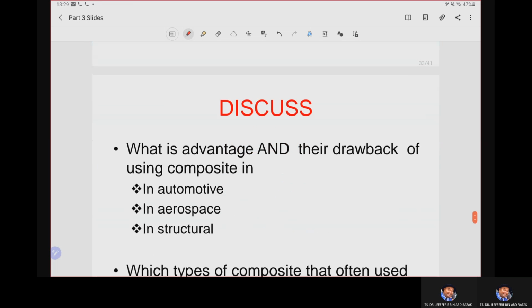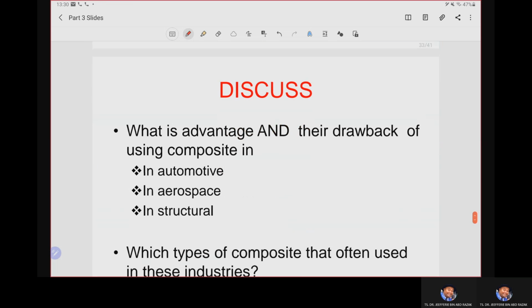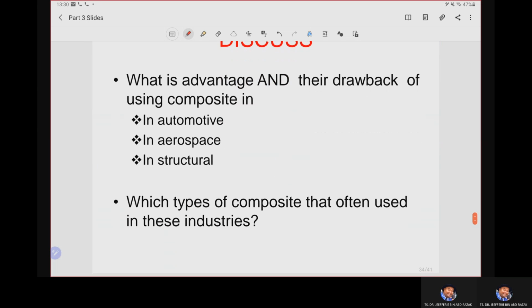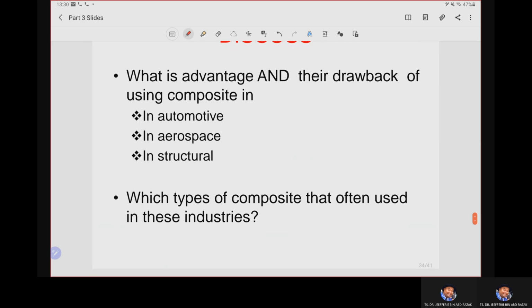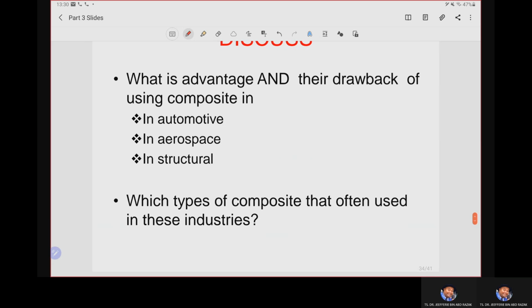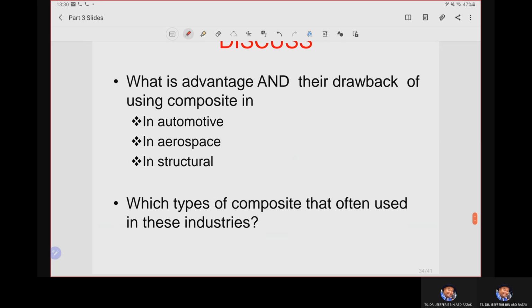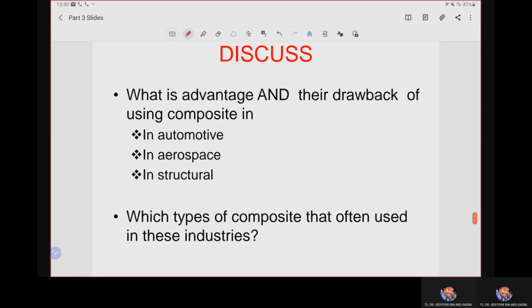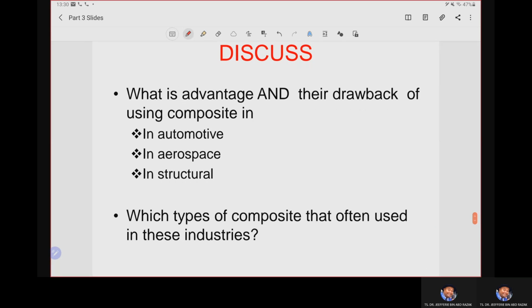Okay, so we are almost at the end of the part 3 lecture. So let us view some revision and questions related to this chapter. We already covered the processing, the characteristics, and the application of the composite. Here are some questions for a self-study exercise.